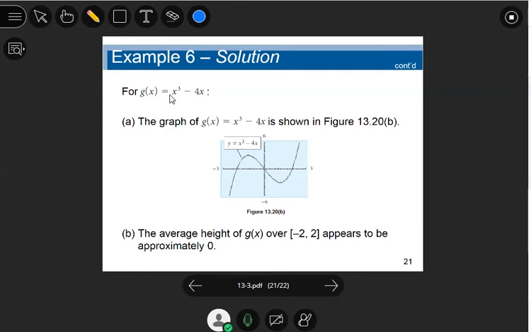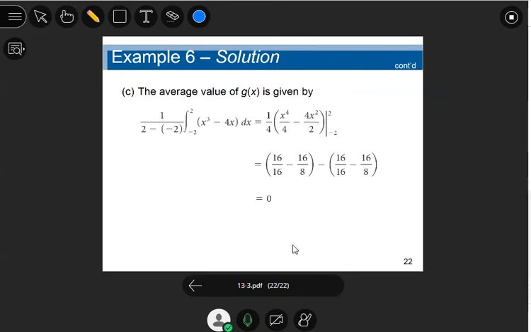It is x to the power 3 minus 4x. If you draw, we can see this is the graph of the x cube function. Then you need to find the area in between -2 and 2 by taking the definite integral of this one, then divide it by 4. So finally it is 0. So negative values, 0 and positive values are possible answers for the average value.